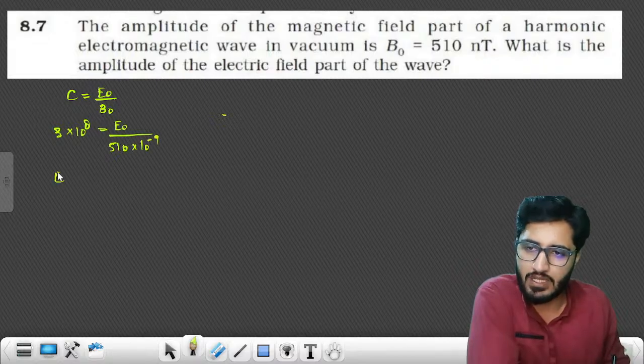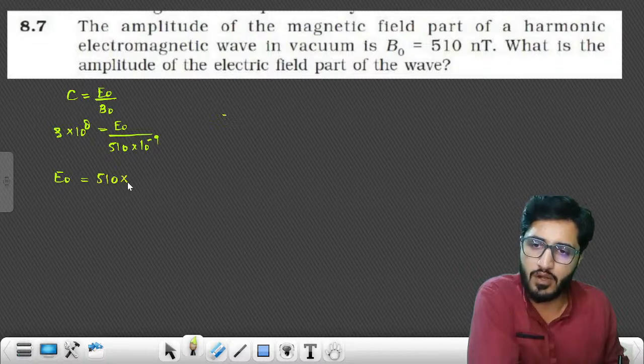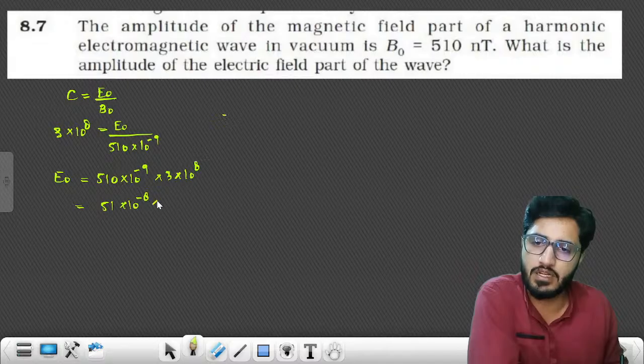So I can write E naught is equal to 510 into 10 to the power minus 9 into 3 into 10 to the power 8. Minus 8 plus 8 cancel out. 3 into 51 is 153. It is 153 Newton per coulomb.